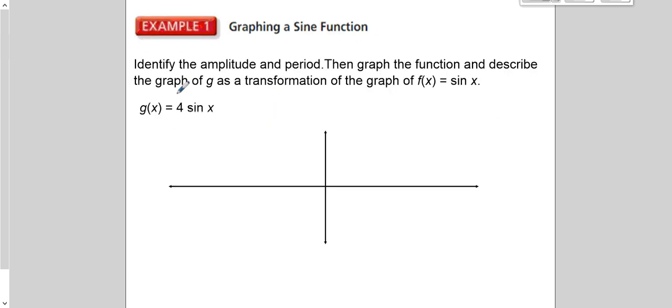Graph a sine function, 4 times the sine of x. So find a. A is 4. So that's our amplitude. 1, 2, 3, 4. So that means the highest it's going to go is 4. The lowest it's going to go is -4. And there is no b value. So b is just an invisible 1. That means that the period, it's always 2 pi divided by b.